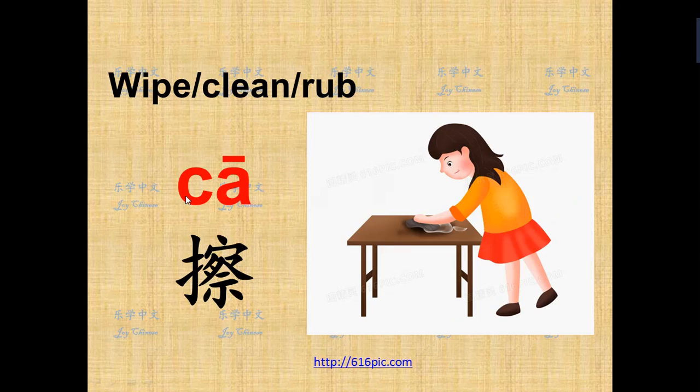Next one is a combination of C and A, first tone. Cā. Remember, bring the tip of your tongue toward your front teeth. Let the air flow through it. 擦 means wipe, clean, or rub. For example, you wipe a table or wipe the floor.